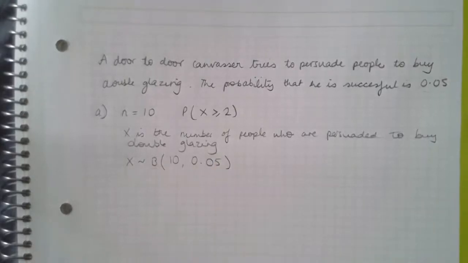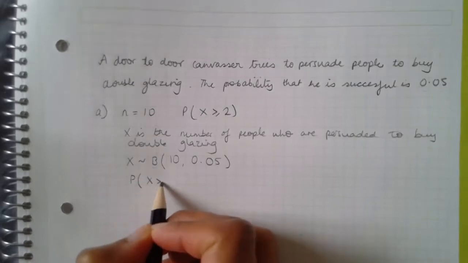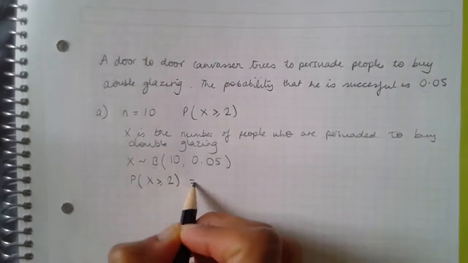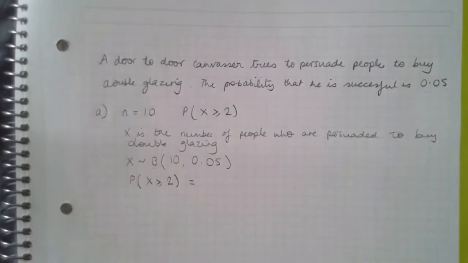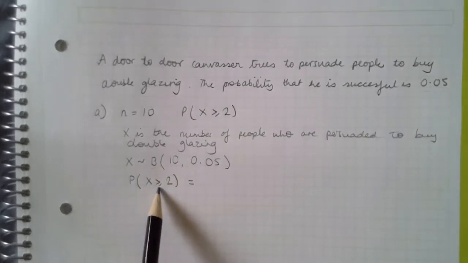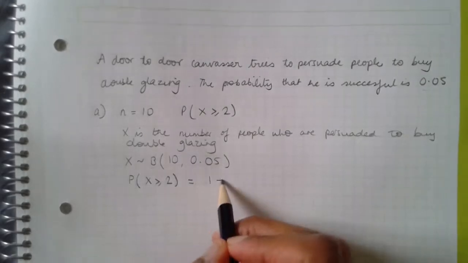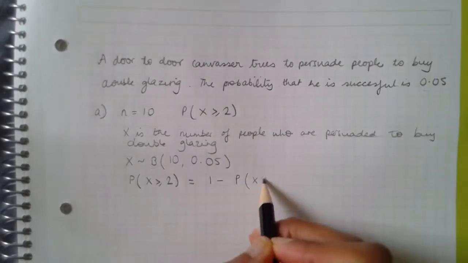Now we need to find the probability that x is greater than or equal to 2. We know that the calculator and the tables don't give us the probabilities of greater than or equal to, they give us less than or equal to, because they are done cumulatively in ascending order. So we do 1 minus the probability that x is less than or equal to 1.